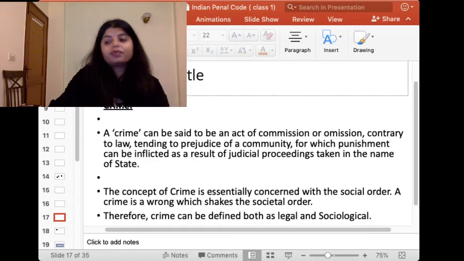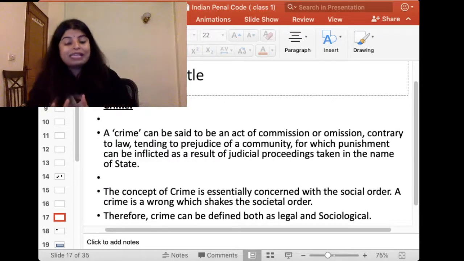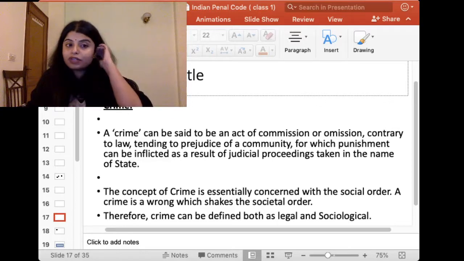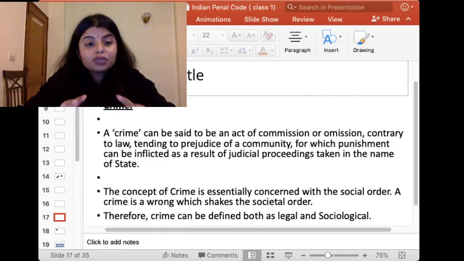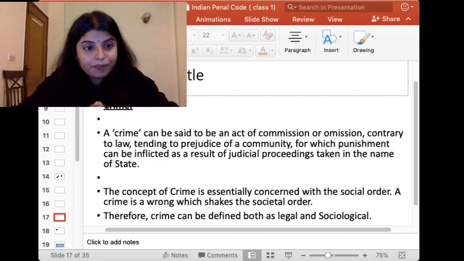Now see here. Now we have reached the basics of the Indian Penal Code, where we have to understand a few definitions. The first word which comes to our mind when we see the Indian Penal Code is crime. But the question is, what is a crime?